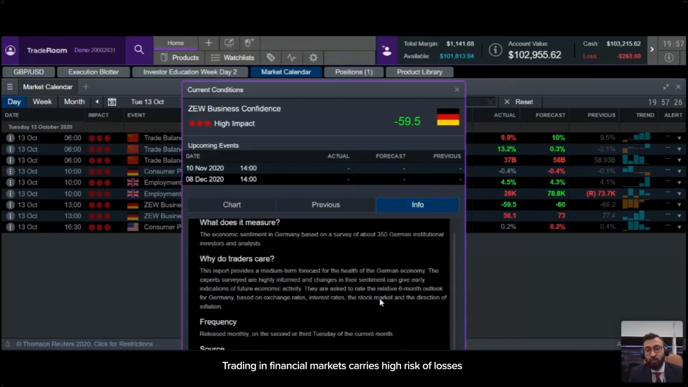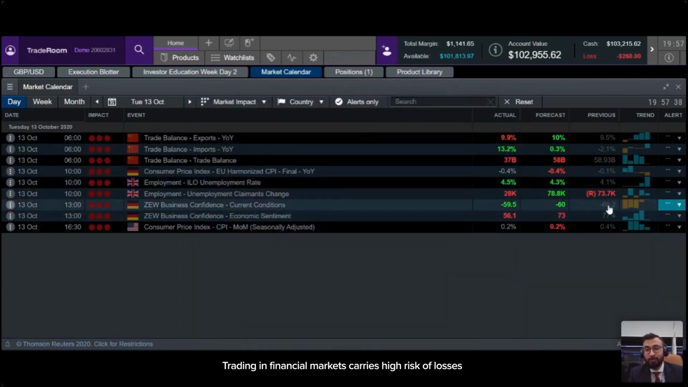So they are asked to rate the relative 6 month outlook for Germany based on exchange rate, interest rate, the stock market, and the direction of inflation. So business confidence is a very important data, right? Last time it was minus 66.2, now it is minus 59.5. So it is good because now it is less negative than before, right? So the current condition, the economic sentiment, it is important.